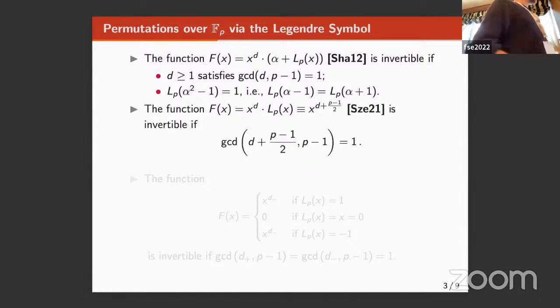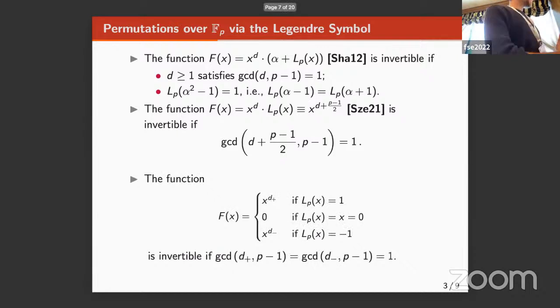Now we can also fix alpha equals 0 and we can get a permutation, but we have to change the assumption a bit. In this case, the function x to the power of t times the Legendre symbol of x is a permutation if the GCD between d plus (p-1) alpha and p-1 are co-prime. And this is the function that is used in the Grendel hash function.